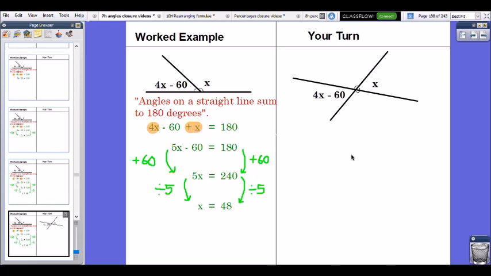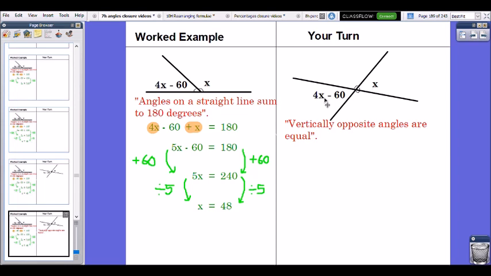Okay, so to solve this problem, the first thing I need to do is notice that these two angles are vertically opposite. They're opposite angles where two straight lines have intersected. So I'm going to write that as a sentence. I'm going to write vertically opposite angles are equal.